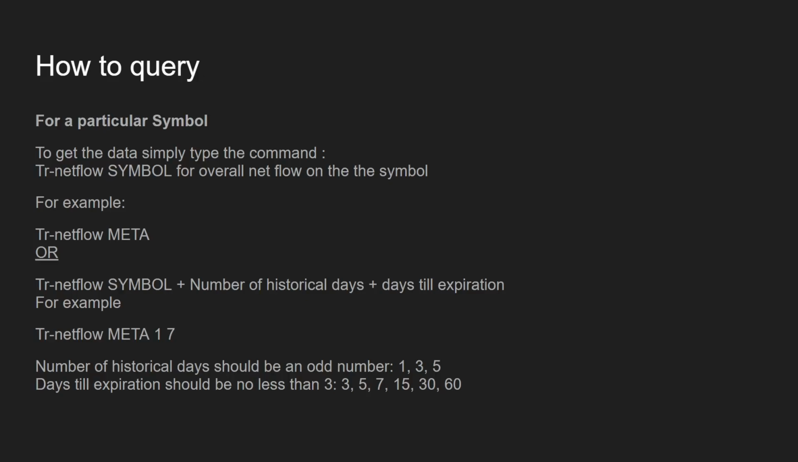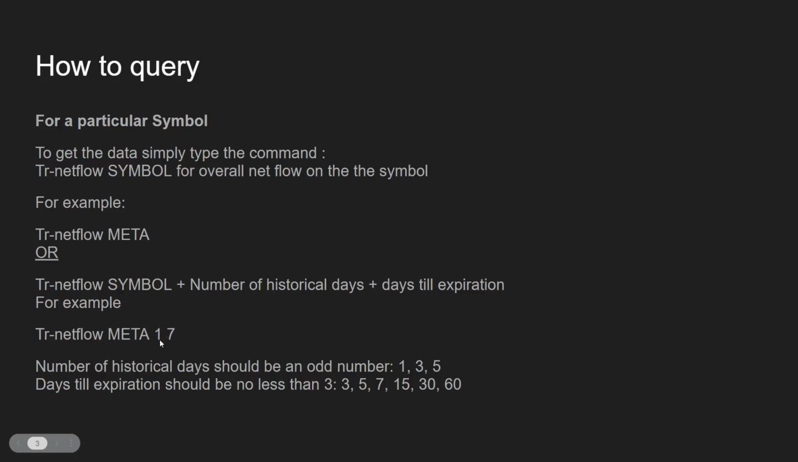Of course, the two together make a great combination, and it wouldn't hurt to always look at both of them. But I'm always concerned with the immediate future, the close time frame. To do so, there will be two numbers added after the symbol of the stock. So you would put tr hyphen netflow, space, meta, then another space, a number, a space, and another number.